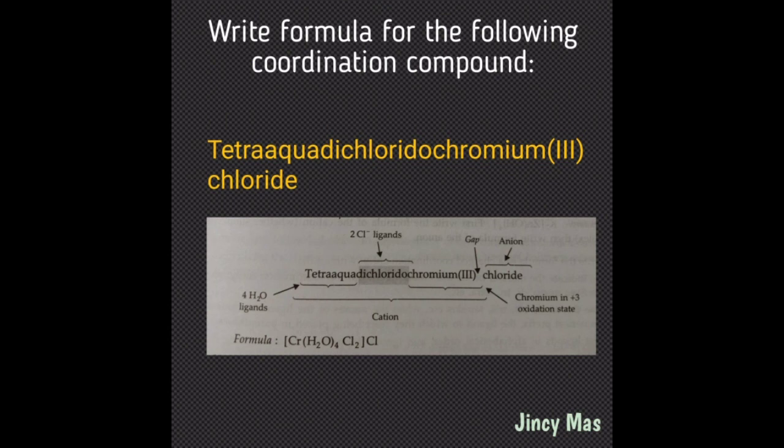It is neutral. Then Cl2. Cl is having minus charge. 2 Cl means 2 minus. So 3 plus 2 minus, 1 plus charge is remaining. That 1 plus charge is cancelled by the counter ion Cl. So only 1 Cl is needed. So this is the formula of the given coordination compound.